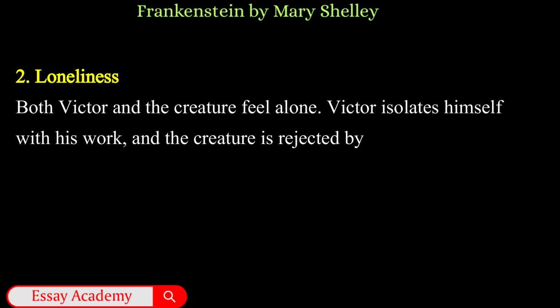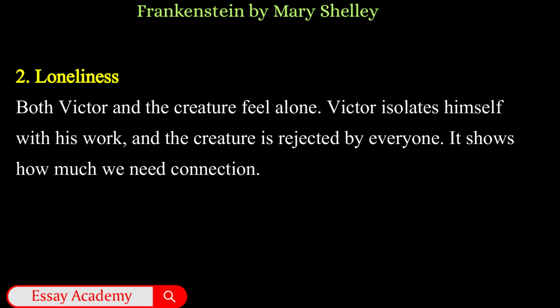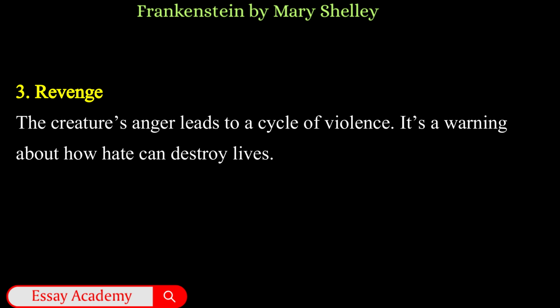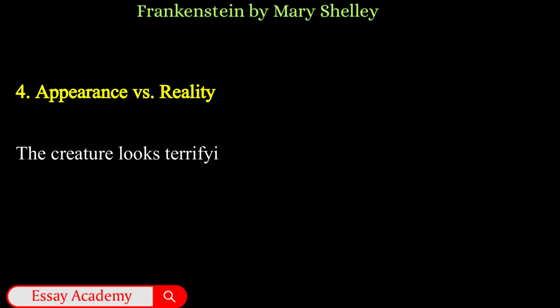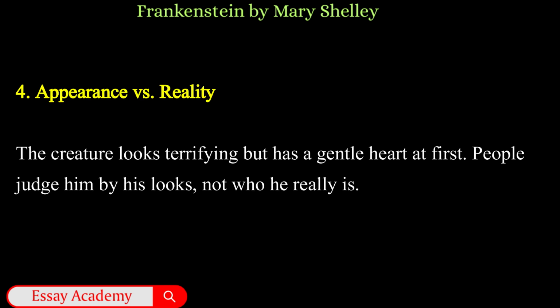2. Loneliness. Both Victor and the creature feel alone. Victor isolates himself with his work, and the creature is rejected by everyone. It shows how much we need connection. 3. Revenge. The creature's anger leads to a cycle of violence. It's a warning about how hate can destroy lives. 4. Appearance versus reality. The creature looks terrifying but has a gentle heart at first. People judge him by his looks, not who he really is.